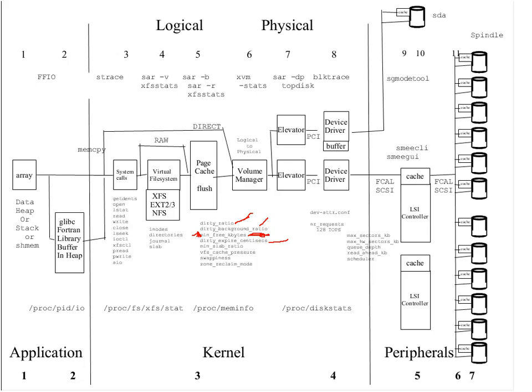Well, let me move on. So once we're in the page cache, then we go to the volume manager. Or if we're doing direct or raw, they also are going into the volume manager. And this is what's converting our logical to the physical.